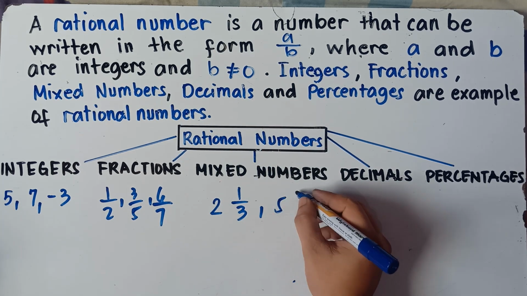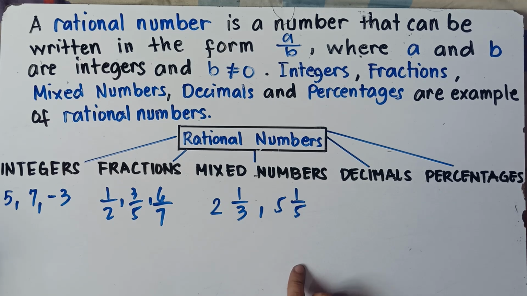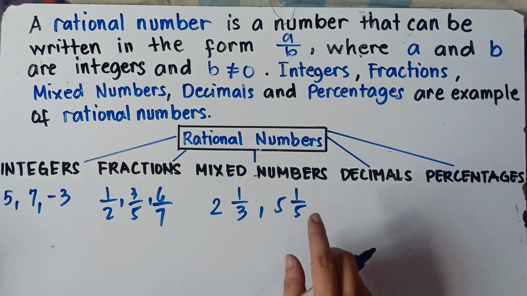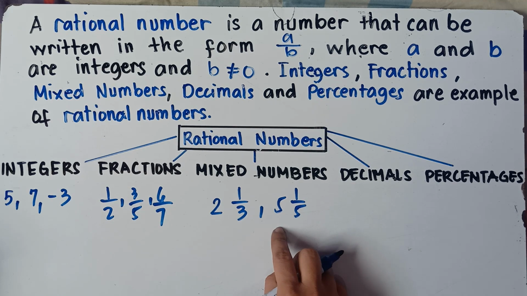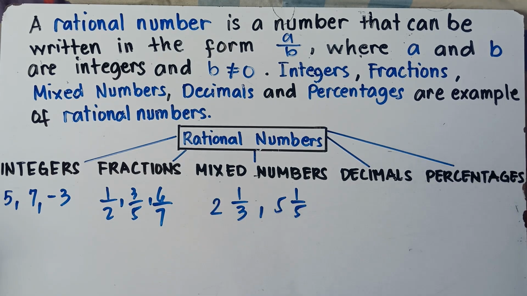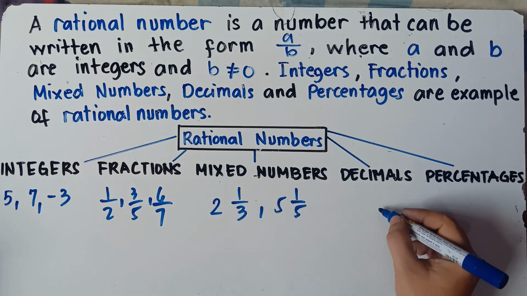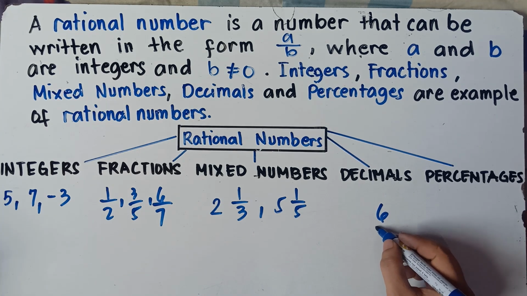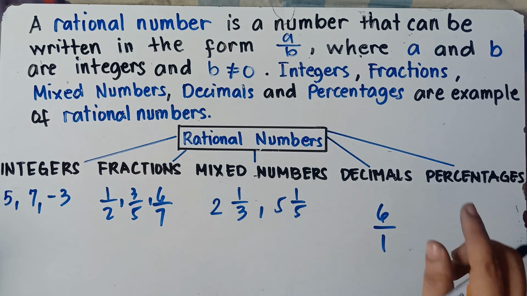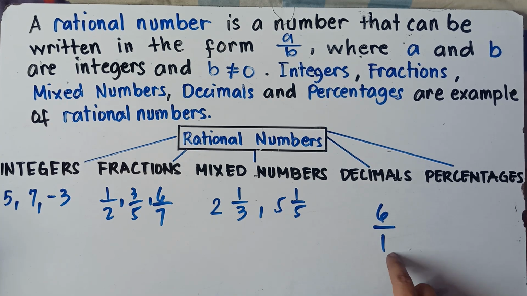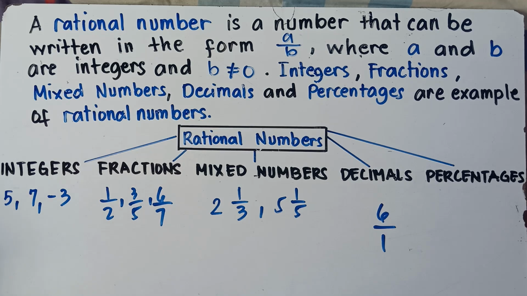Another example, 5 and 1/5. We call that a rational number because you have a fraction and you have a whole number. Once again, a whole number is considered to be a rational number because a whole number has a denominator of 1. If you have your numerator and you have your denominator, you can call that a rational number. I hope it's clear for you, class.